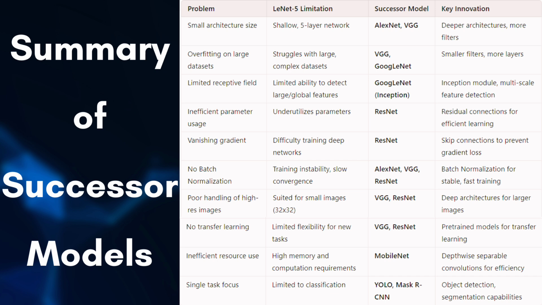Problem 10: Single task focus. LeNet-5 was designed for classification, but modern needs go beyond that. YOLO and Mask R-CNN expanded the field to include object detection and segmentation, giving machines the ability to not only classify but also locate and understand objects in images.